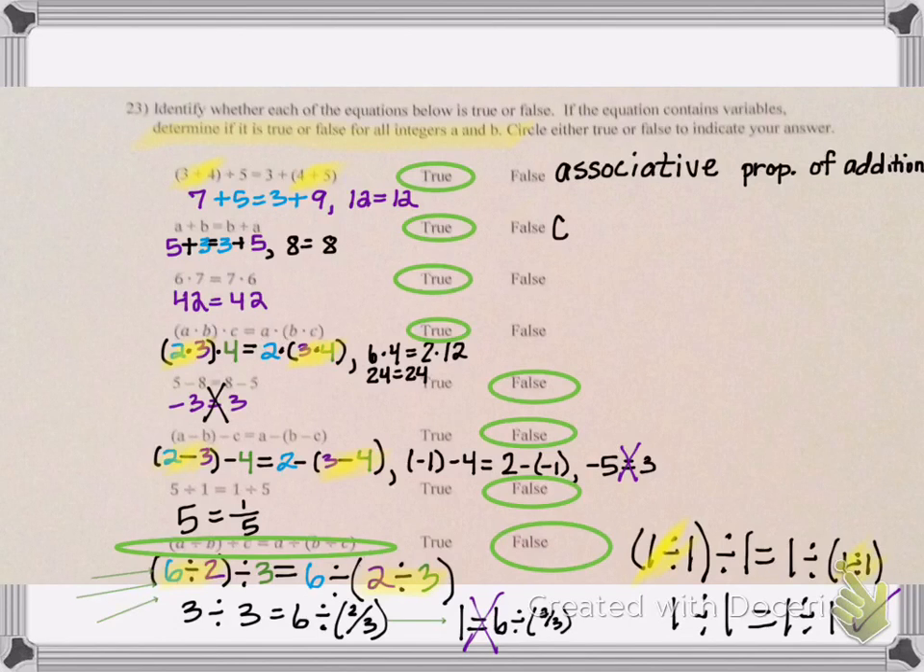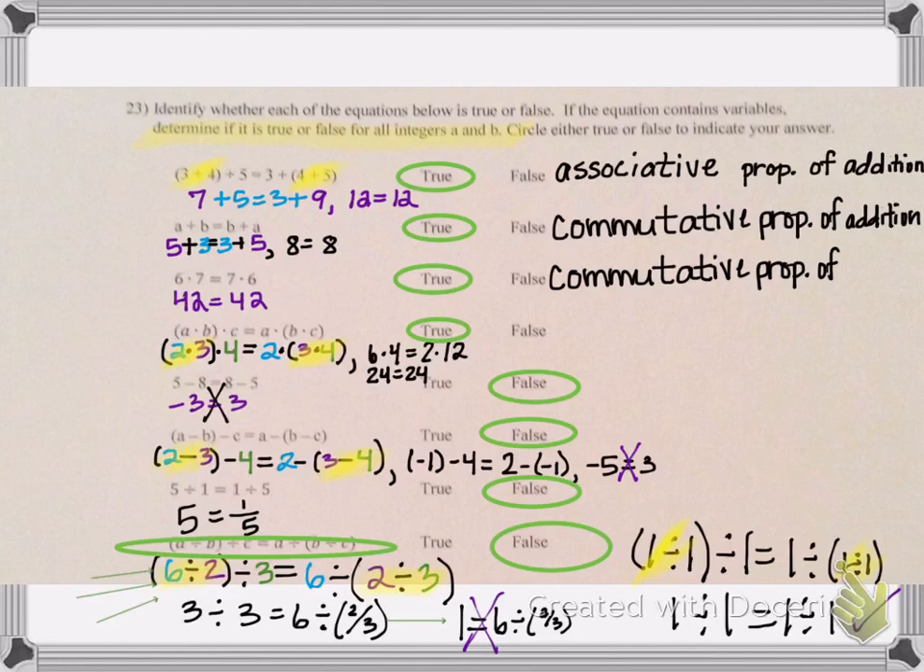In the second expression, we are illustrating the commutative property of addition, which tells us that it doesn't matter which order we add numbers. So 5 plus 3 is the same as 3 plus 5. In the third example, we are still illustrating the commutative property, but this time it's the commutative property of multiplication, which says it doesn't matter the order in which you multiply numbers. 6 times 7 will still be the same as 7 times 6.